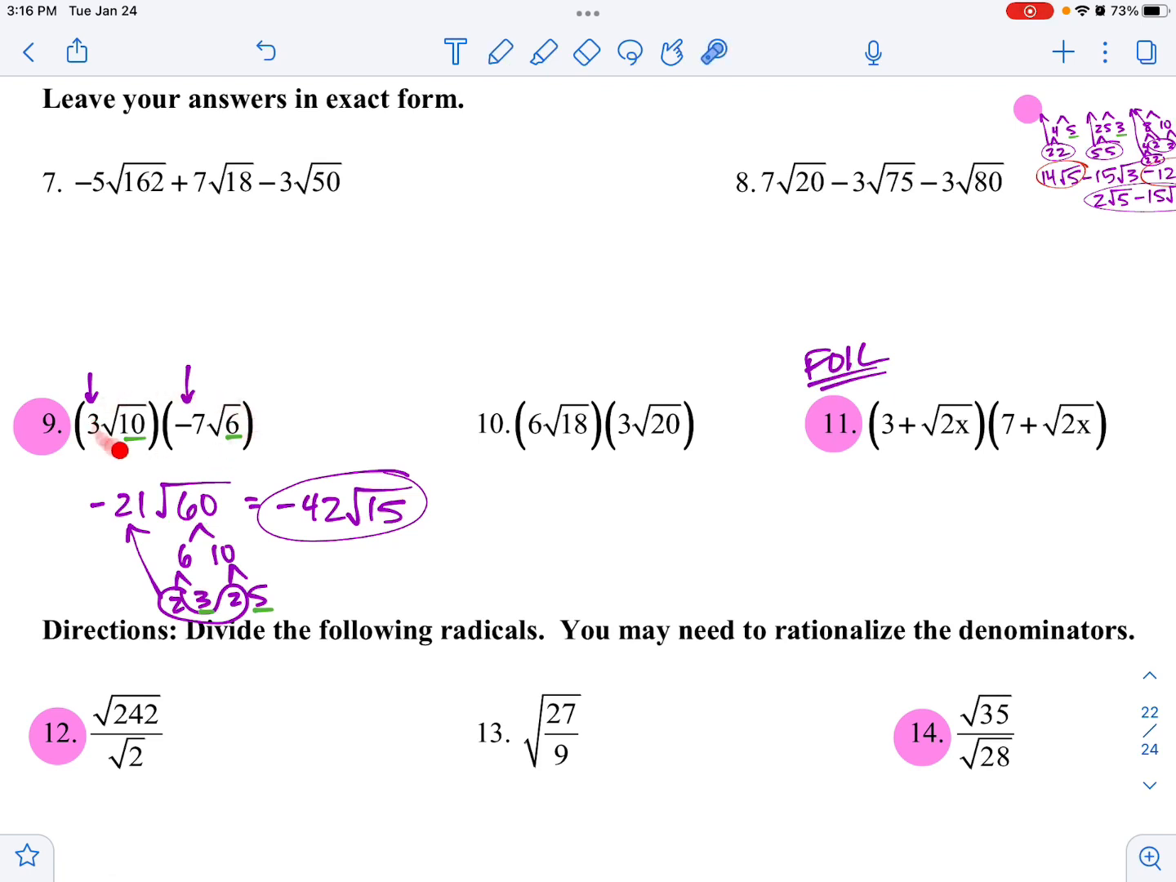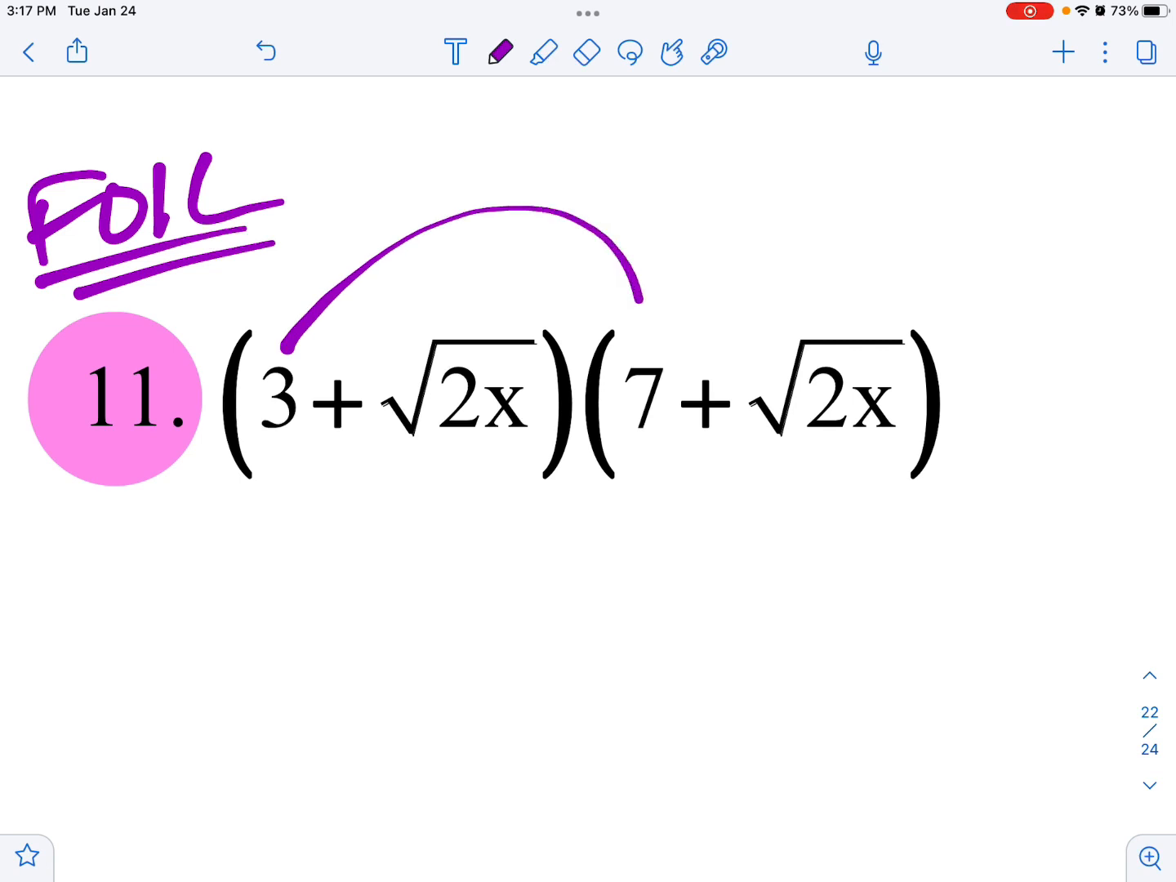So look at this one. This is all being multiplied together: 3 times radical 10 times negative 7 times radical 16. This is 3 plus root 2x, and this is 7 plus 2x. These are different. This means FOIL. This just means take your outside numbers together and put your inside numbers together, and then you might have to break that down. I would probably put one of these and one of these on your note card if you're making one. Okay? 3 times 7.